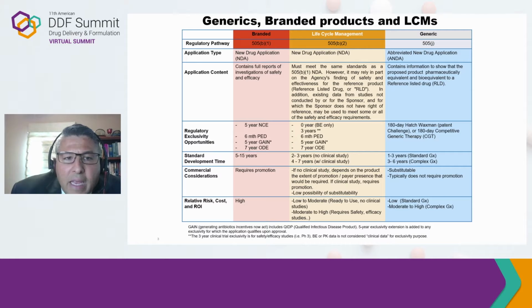It does follow a NDA pathway, new drug application, and you can get regulatory exclusivity if certain safety and efficacy studies are performed. If only a BE study, a bioequivalency study, is done, no exclusivity can be obtained, and therefore, a generic drug could be imminent. The development times, we'll go into details later, but they are shorter than a branded and typically are longer than a generic. We'll also take a look at the commercial considerations as well as the relative risk, cost, and return on investment.